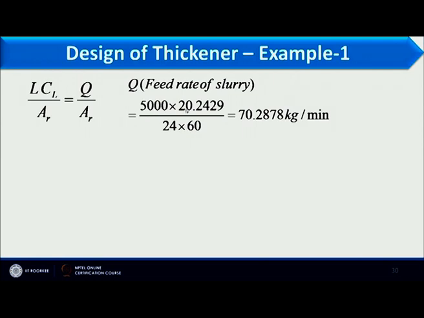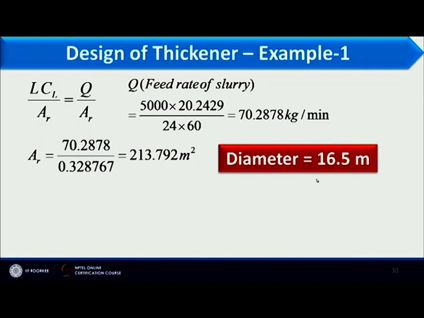So that is 5000 into 20.2429, that is CF value. So divide by 24 into 60. So total feed rate we have found as 70.2878 kg per minute. So cross sectional area we can calculate as 213. Diameter of this is 16.5 meter.